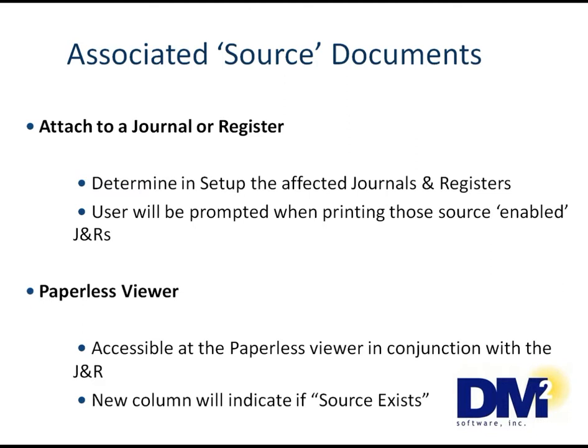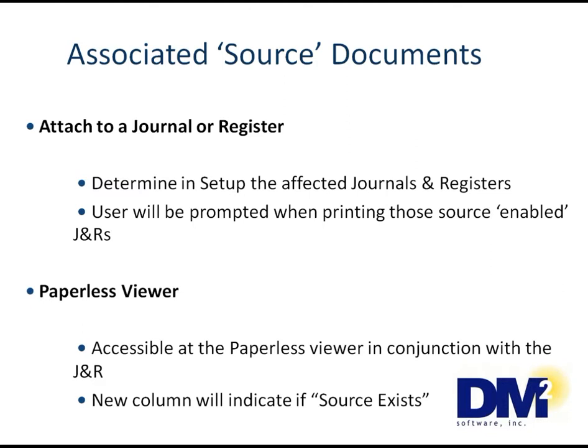And then you can also attach a document to any journal or register and view that in the paperless viewer. This is going to be very helpful for cutting down the amount of external documents that you receive. Most of you, I'd say all of you, are going to be receiving your invoices from your vendors, usually through the mail, and a lot of you are going to file those away in a filing cabinet. With associated source documents, you can simply scan those invoices, and I'll show you how to do that within Paperless Office, and then simply attach it to an invoice register. So when you're entering your invoices, you can print your invoice register and then attach the documents.